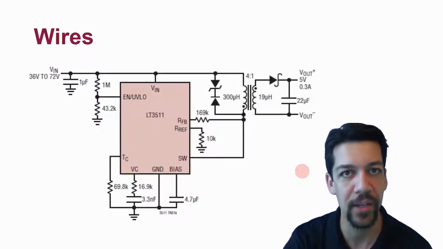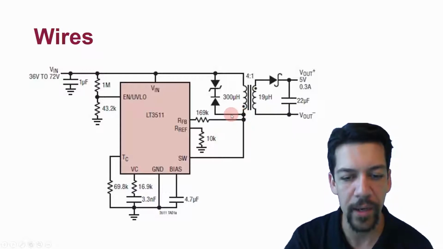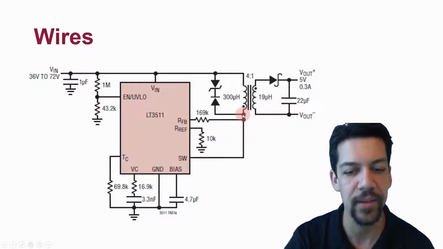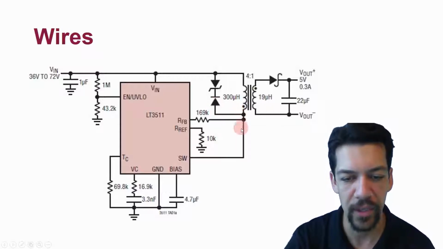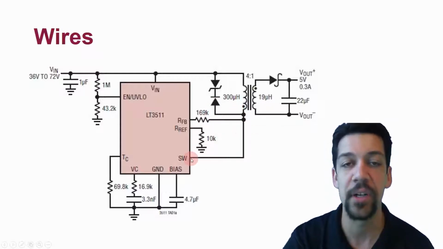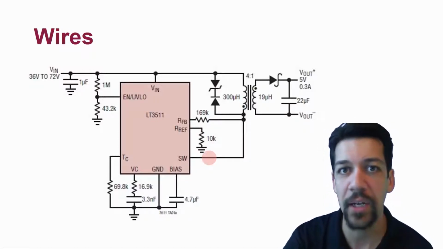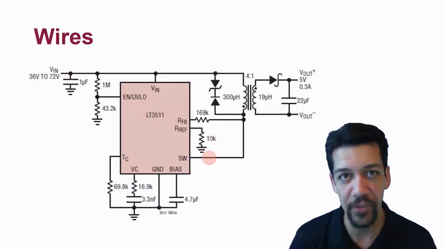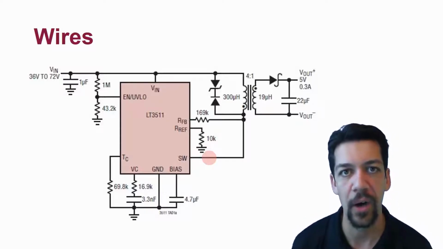Here's an example of a schematic that uses nothing but wires. You can see that this particular wire goes here, then it goes down here, and it also goes there. So this particular wire, or this node, connects this diode, this transformer, that resistor, and that particular pin on the integrated circuit. So that particular wire actually does a whole bunch more things, and it's not just one wire. It's not just a physical wire. It's a logical connection.